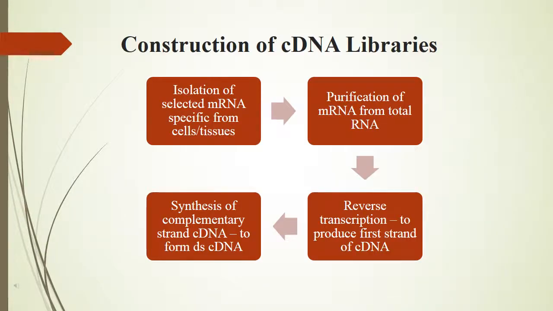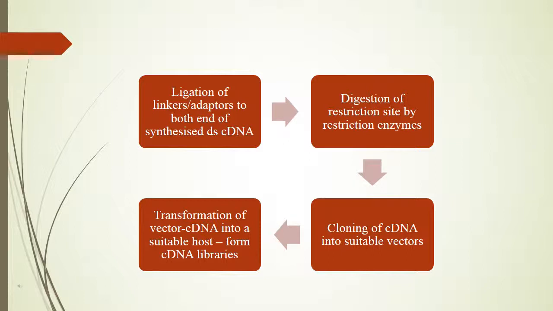Next, construction of cDNA libraries. First, isolation of selected mRNA specific from cells or tissues. Then, purification of mRNA from total RNA, followed by reverse transcription to produce the first strand of cDNA. Next, synthesis of the complementary strand of cDNA to form double-stranded cDNA. Continued by ligation of linkers or adapters to both ends of the synthesized, double-stranded cDNA.